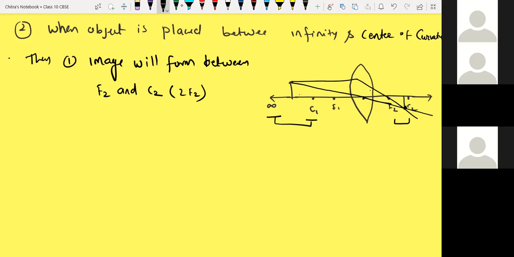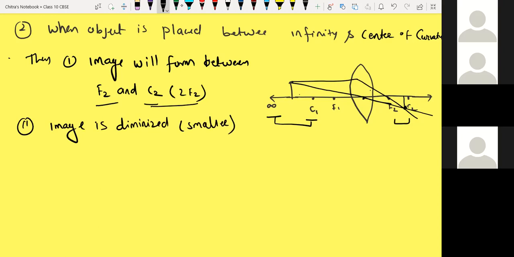So when the object is placed between the center of curvature and infinite distance, the image will form between F2 and C2. That C2 is nothing but 2F2. Second, the image will be smaller than the object, so the image is diminished. Diminished means smaller. And if you place a screen over here, you can project the image on the screen, so it is a real image and inverted.